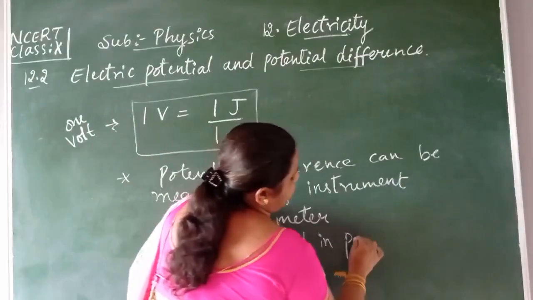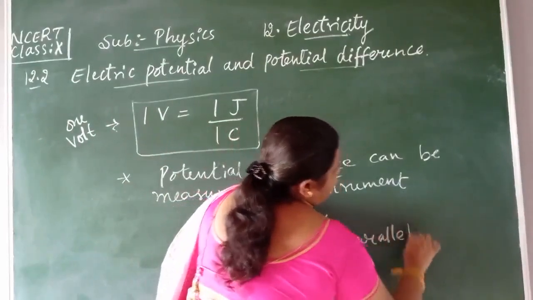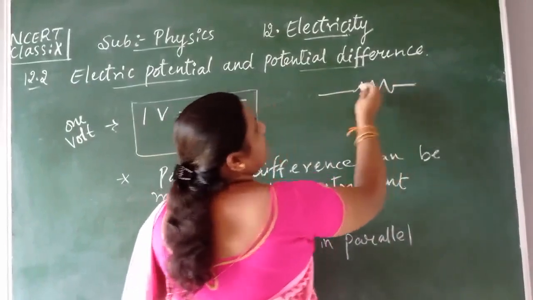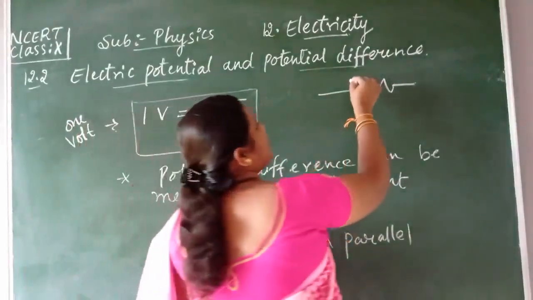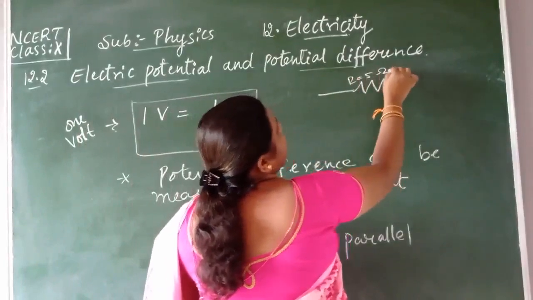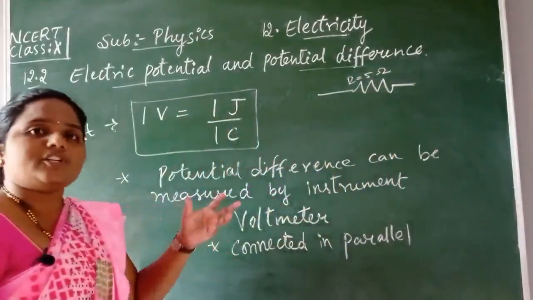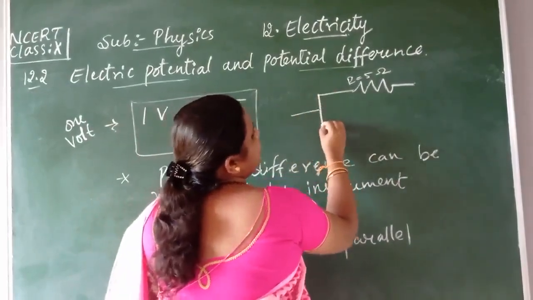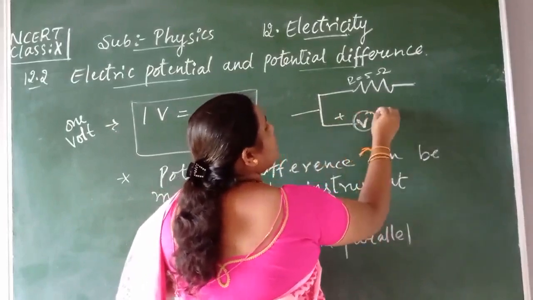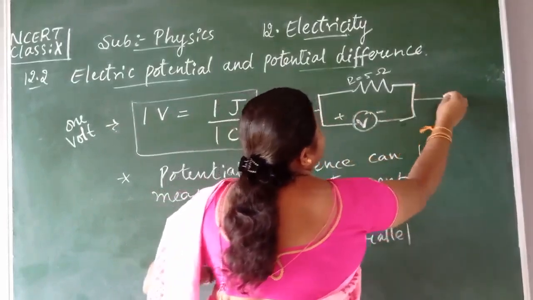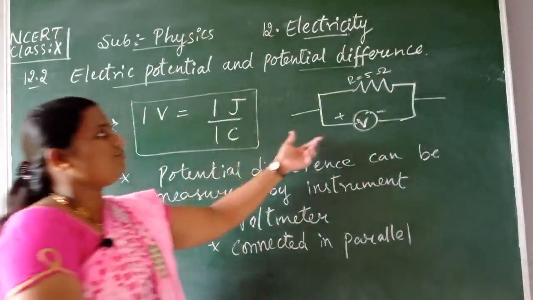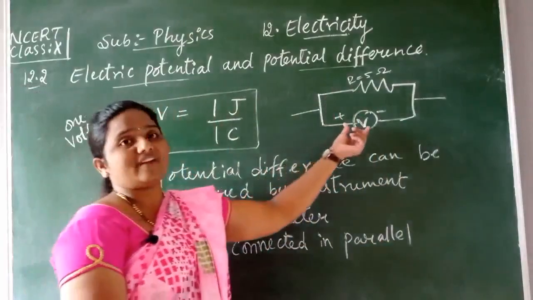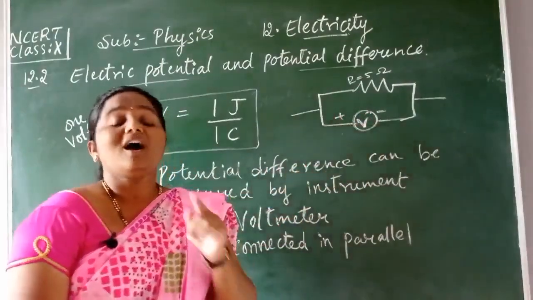Connected in parallel. For example, if the resistance is connected here, say it has 5 ohms, and you want to measure the potential difference across it, how do we have to connect the voltmeter, children? We have to connect it in parallel, isn't it? This is the meaning of a parallel connection. In order to measure the potential difference, the voltmeter should be in parallel.